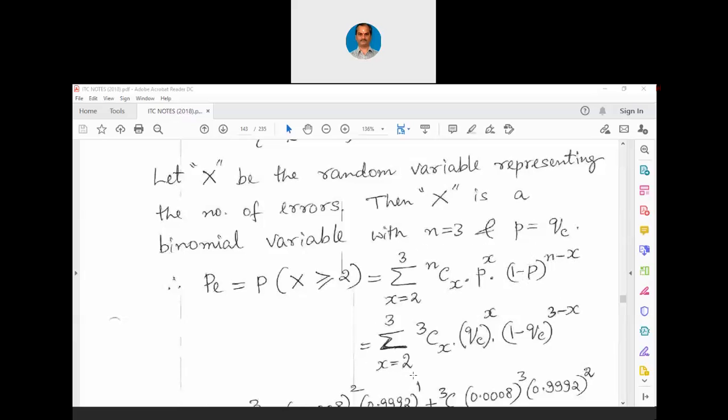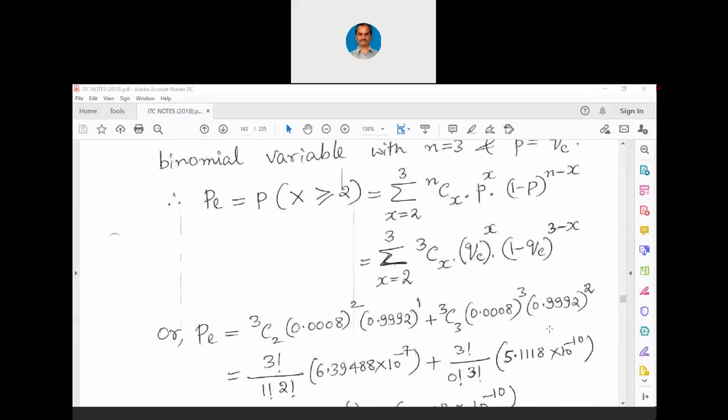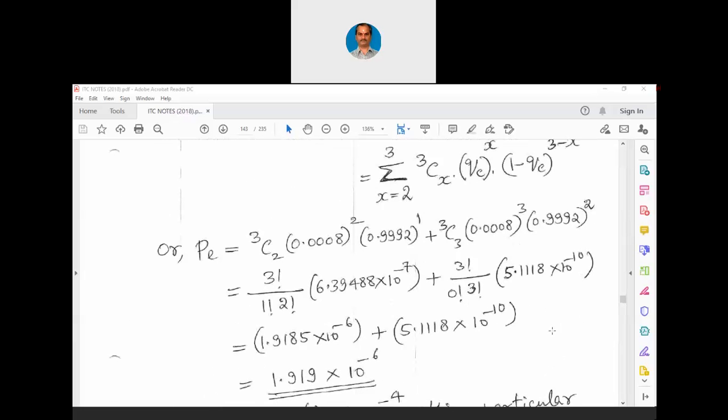Now this is nothing but summation of x equals 2 to 3, 3Cx QC to the power of x into 1 minus QC to the power of 3 minus x. Now when we expand this, we get PE equals 3C2 into 0.0008 whole squared into 0.9992 to the power of 1. Same way when we continue, 3C3 into 0.0008 whole cubed into 0.9992 whole squared. That is given as QC is 8 into 10 power minus 4. It is directly substituted here.